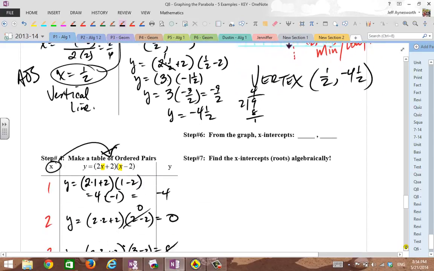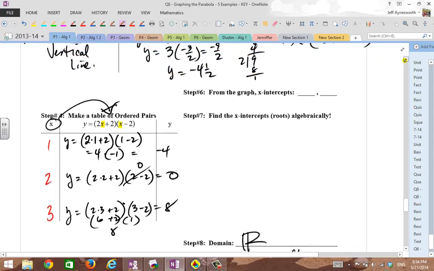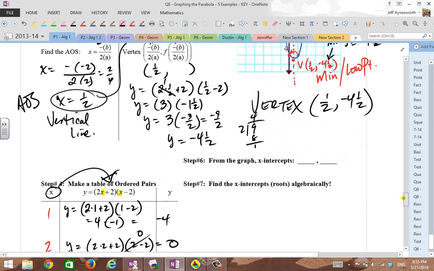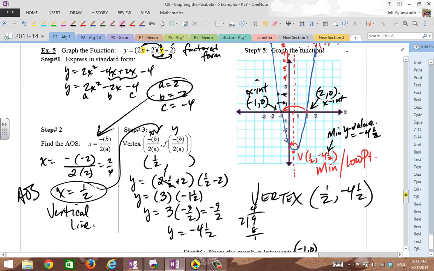So let's go down here and let's state the range immediately. The range is greater than or equal to negative 4.5, and as I said earlier, the parabola has a set of all reals for the domain. So let's state that. Let's go back up to the graph though, and let's find our x-intercepts. I see one right here at 2 comma 0. I see one right here at negative 1 comma 0. All right, and let's state that. So negative 1 comma 0 and 2 comma 0.